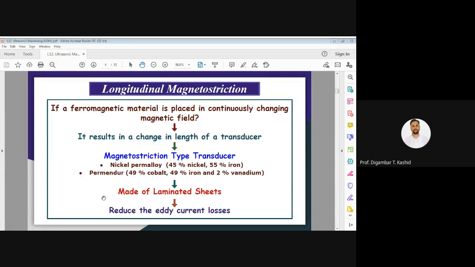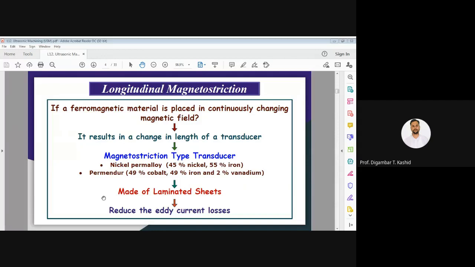To generate those waves we require a transducer. In that, we have longitudinal magnetostriction. Now the question arises, what does this longitudinal magnetostriction mean? What happens if a ferromagnetic material is placed in a continuously changing magnetic field? It results in a change in the length of your transducer. Now, transducer means what? It converts electric energy to vibratory energy, that means vibrations.